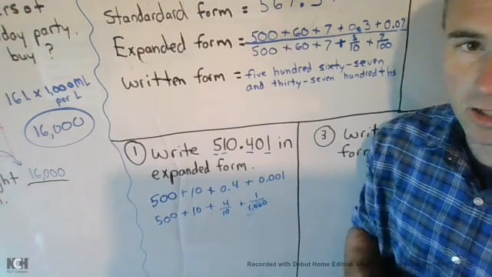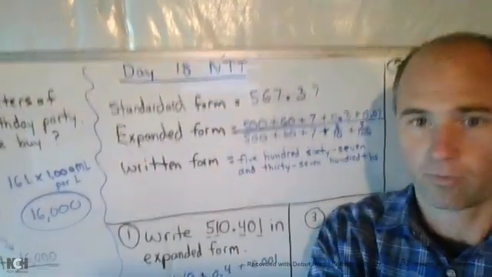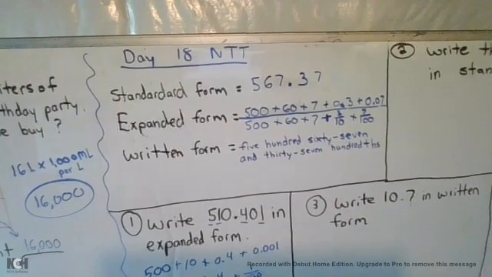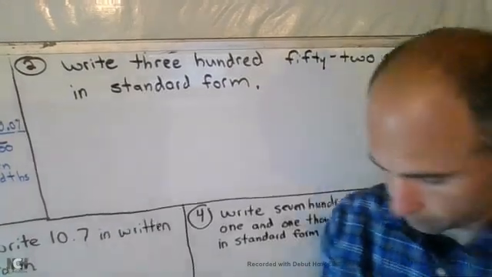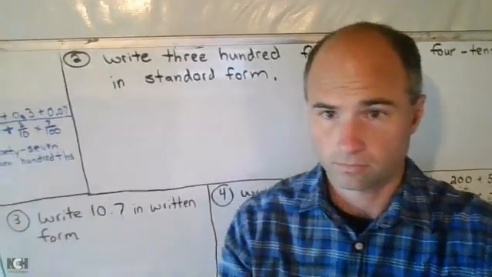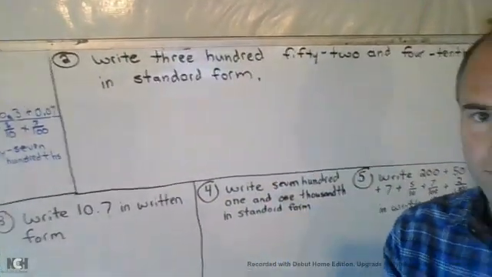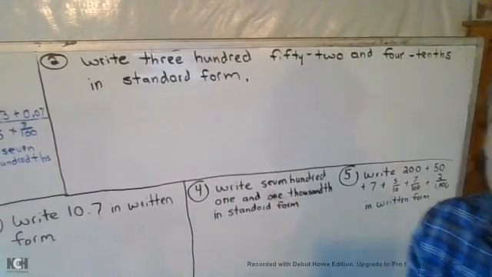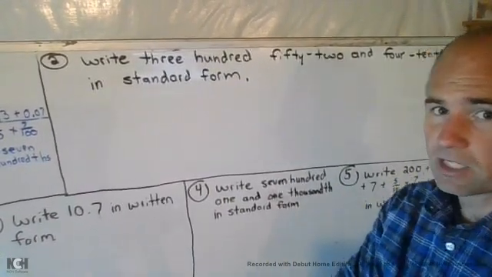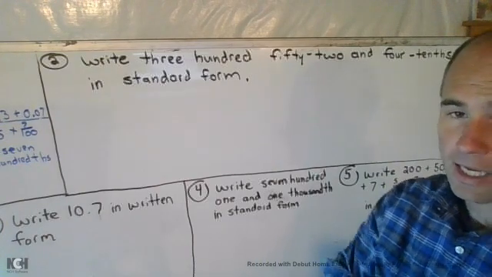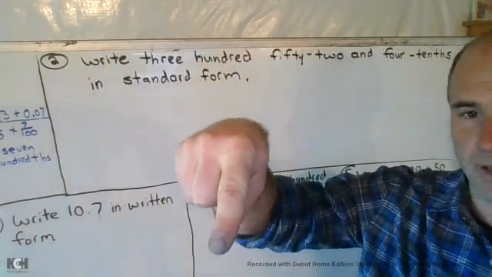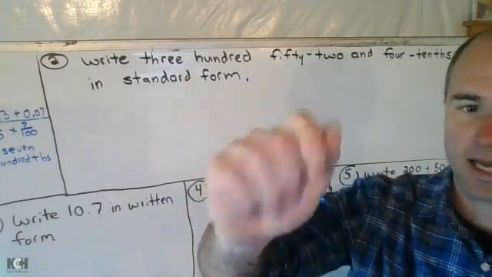All right, number 2. It's a big one. Okay, write 352 and 4/10 in standard form. Hit the pause button. It will probably only take you 30 seconds. And do that now.